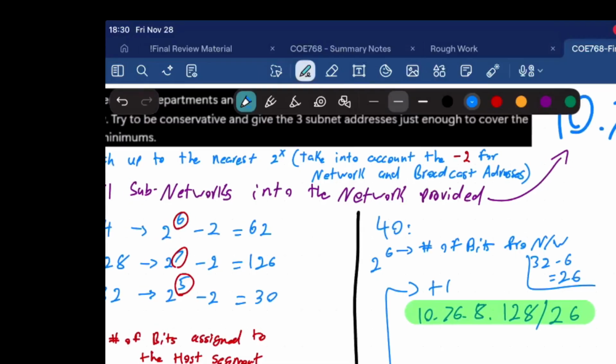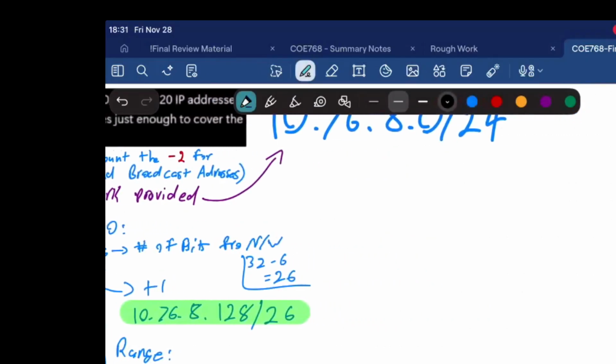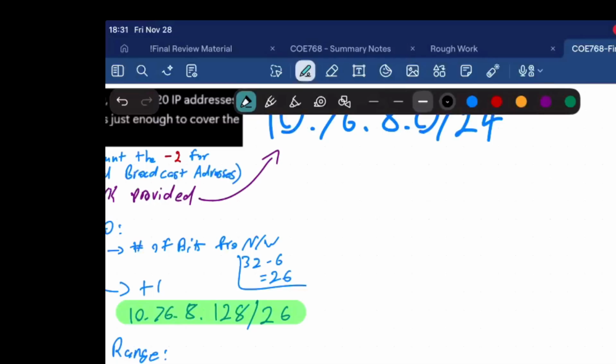And once again, we'll go through the process of finding the range. I'm just going to write this out, and if you have any questions, do let me know. Going from that to 128 plus 63 in this case, we're left with 10.76.8.191. So this is our range for the second subnet that we designed that's assigned to the 40 IP addresses.